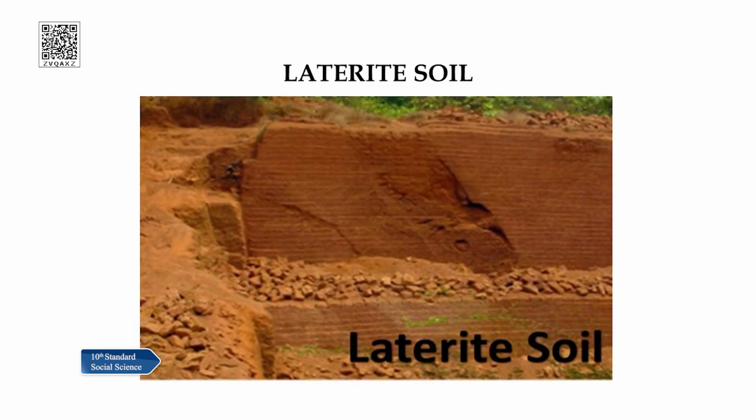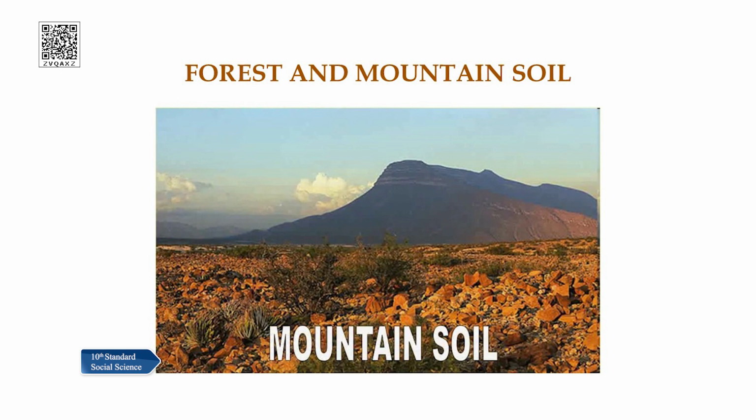Now next we have laterite soil. They are formed by the process of leaching. And where do we find these types of soil? We find it in the Assam hills. And what are the crops that grow in this type of soil? Coffee.